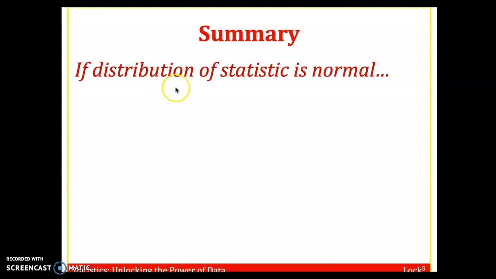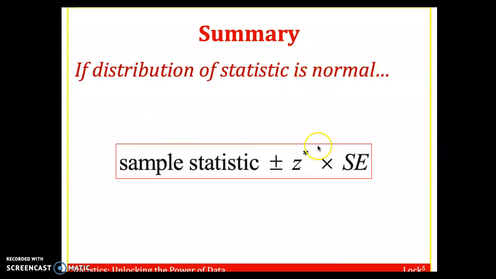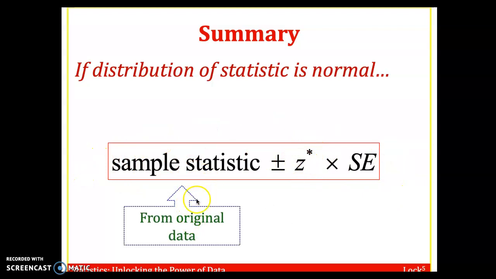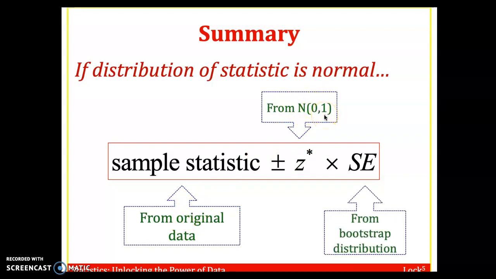All right, so if the distribution of statistics is normal, we're going to use this new formula, although it's very similar. The statistic is from your original sample data. The Z-star is from the normal distribution, centered at 0, standard deviation 1. And the standard error is from the bootstrap distribution. So notice if you wanted to create multiple different confidence intervals from your same sample data, the only thing that would change is this Z-star.